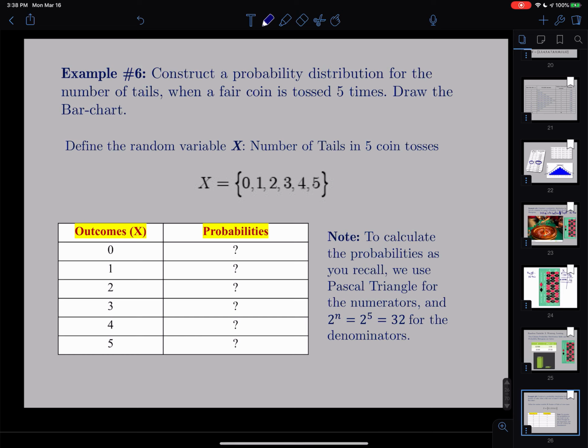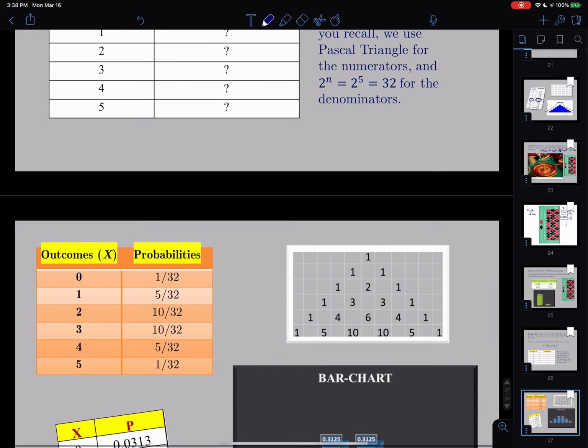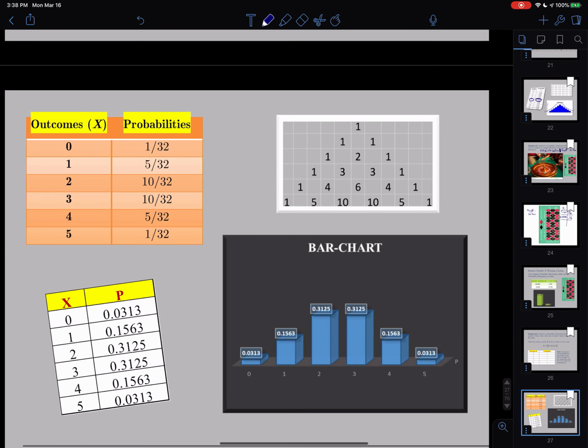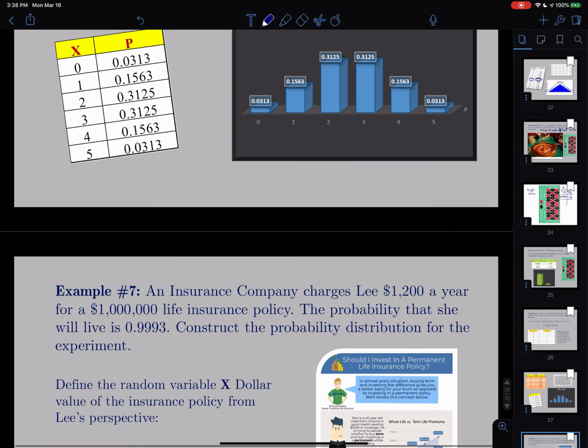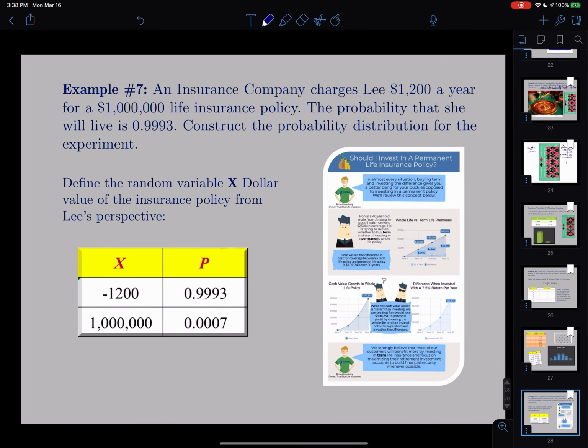This is constructing the probability distribution when a fair coin is tossed 5 times. I've already done this with you in detail. You guys could just follow through here. I didn't do it with the sample space. I did it from the back alley door, which is the Pascal triangle. And I've outlined how to do it here for you, so you could go over this example yourself. The next one is a life insurance one.